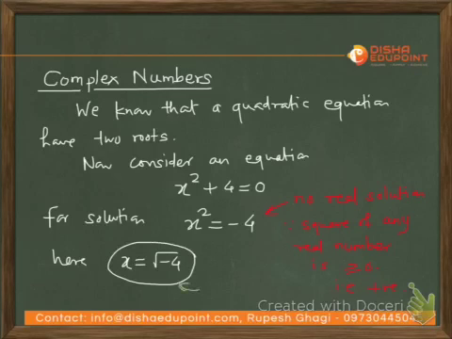These numbers are called imaginary numbers. Remember, any number which is of the form square root of a negative real number is an imaginary number.